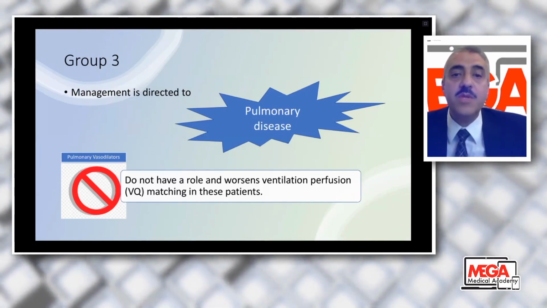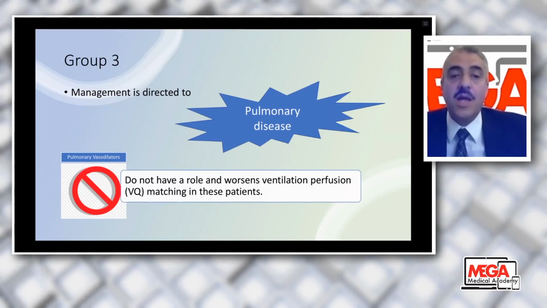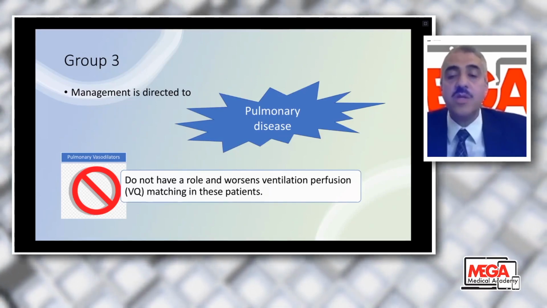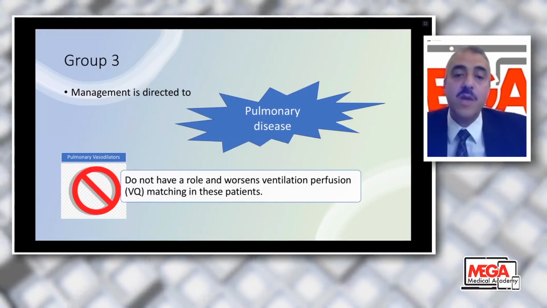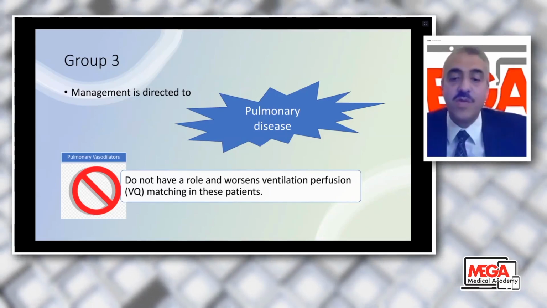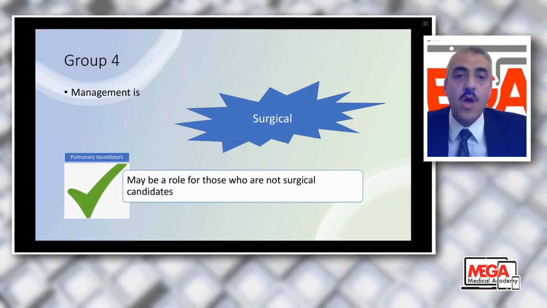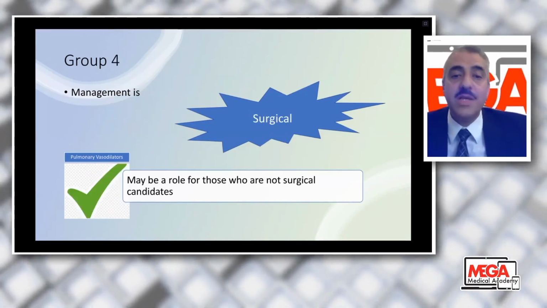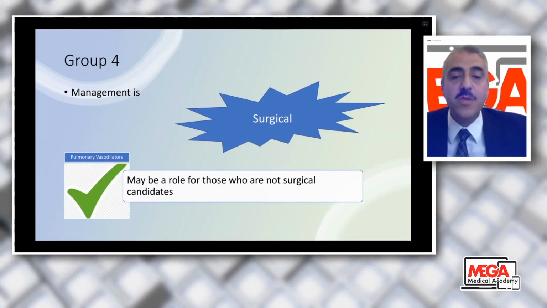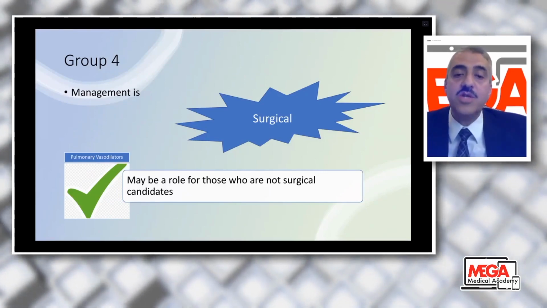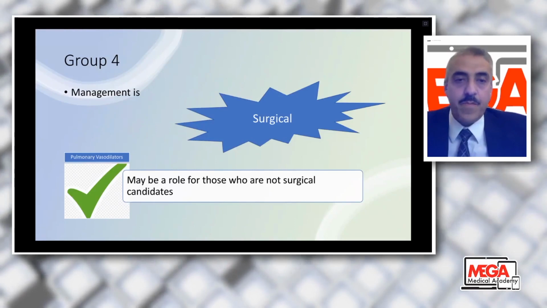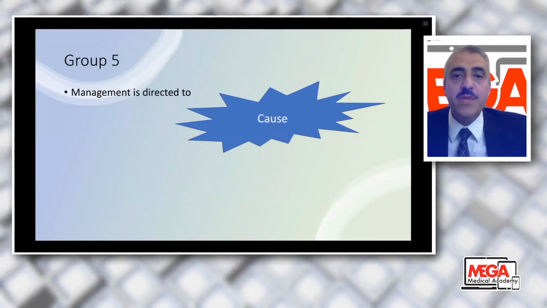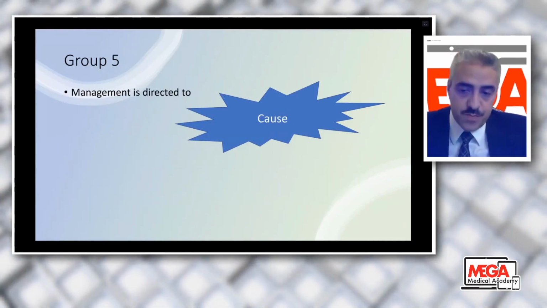Group 3 management is directed toward the pulmonary disease. And again, pulmonary vasodilators are not indicated in this group because they might induce VQ mismatch in these patients. Group 4 management is mainly surgical, and pulmonary vasodilators may be used if the patient is not a surgical candidate. Group 5 management is directed to treat the cause.